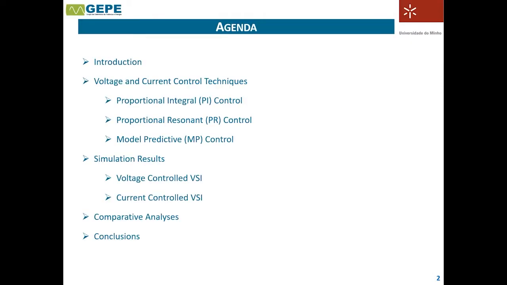Here is our agenda for this presentation. First, an introduction is given to power converters, with focus on VSI type converters, including their applications depending on the control used. Then, the control algorithms used to control the voltage or current of the VSI are presented. In the next topic, the simulation results obtained for voltage and current control VSI are presented. Finally, a comparison of the results obtained is made, and the conclusions obtained throughout this work are presented.